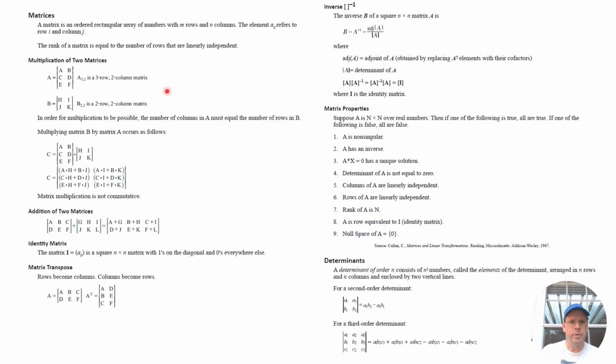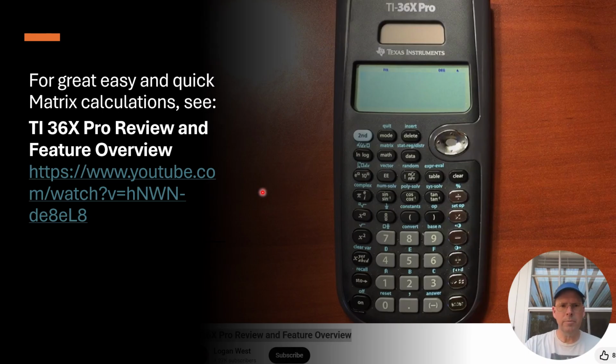These are the matrices that come up. So you have all the multiplication, addition, inverse, the properties and determinants. I was going to tell you to go watch the TI-36X Pro review, an overview of the calculator. Just search on that in YouTube. You can do a lot of these calculations for the matrices right on your calculator a lot easier. So I'm going to send you there to learn that.